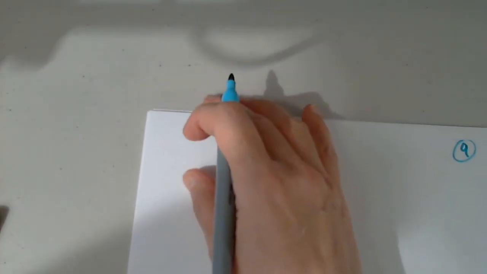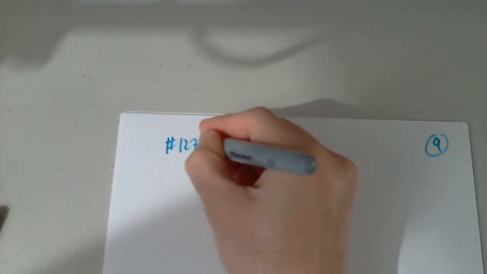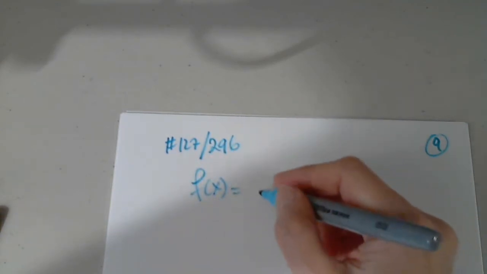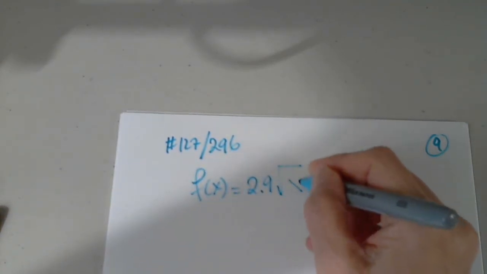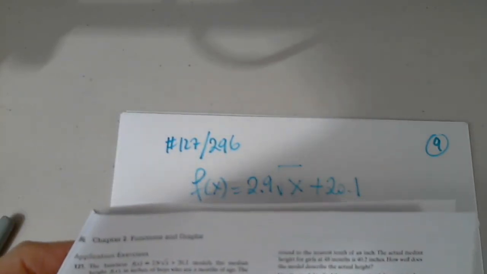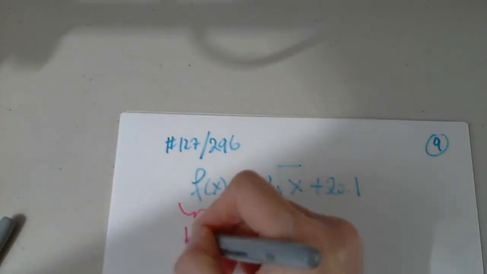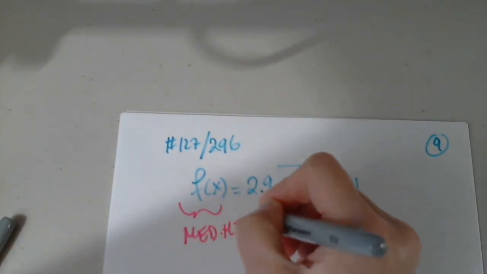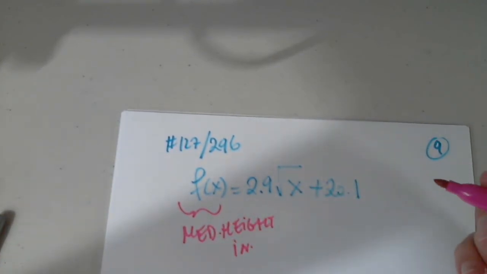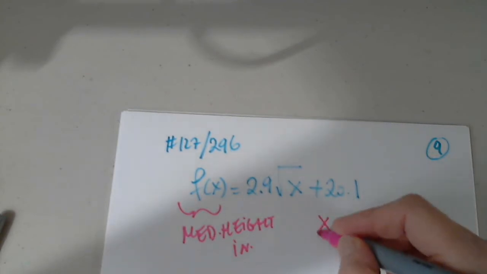So this is problem 127, and it's on page 296. And we are given a function, exactly what you recommended: 2.9 times the square root of x plus 20.1. Excellent. And as expected, there are some transformations in there. It says it models the median height, so I take notes: median height in inches of boys who are x months of age.